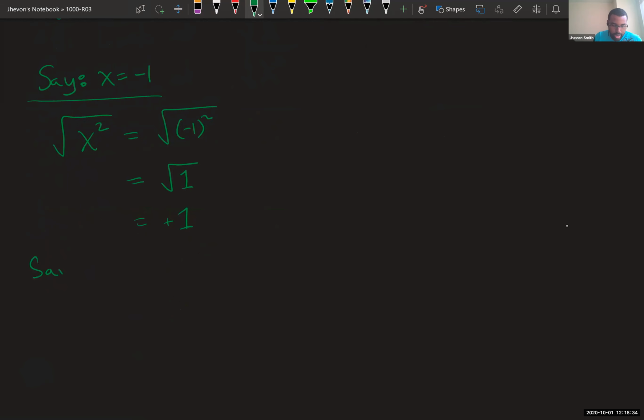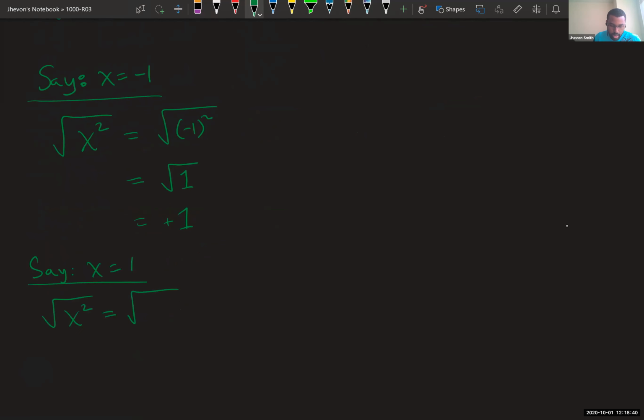If my x were +1, then it gives me +1 again. So notice that the effect of doing this is actually getting rid of the sign, right? And notice this behaves like absolute value of x. If I take the absolute value of 1, I get 1. If I take the absolute value of -1, I get 1, right? This function actually outputs exactly the same thing.